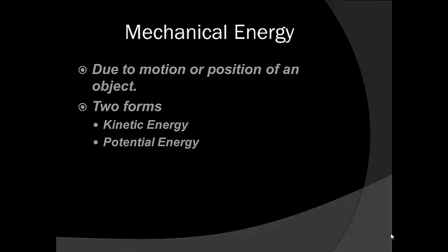There's 2 forms of mechanical energy. There's kinetic energy and there's potential energy. Both of these added together gives us a total mechanical energy. So when we start to analyze our situations, we're going to look at both of those types of energy. But first, let's break it down into what each of those are.